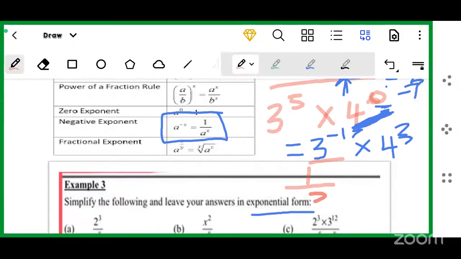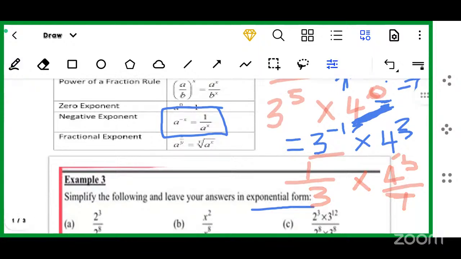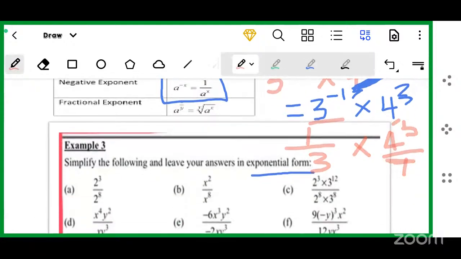Perfect. So it's 1 over 3 multiplied by 4 to the power of 3 over 1. Okay, perfect. And then what's going to be your final answer? 4 to the power of 3 over 3. 4 to the power of 3 divided by 3.